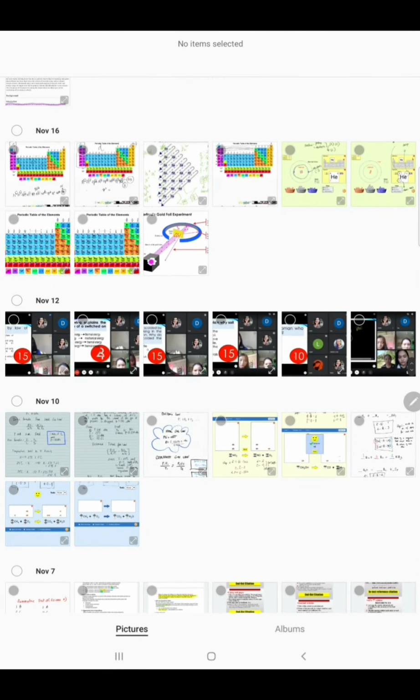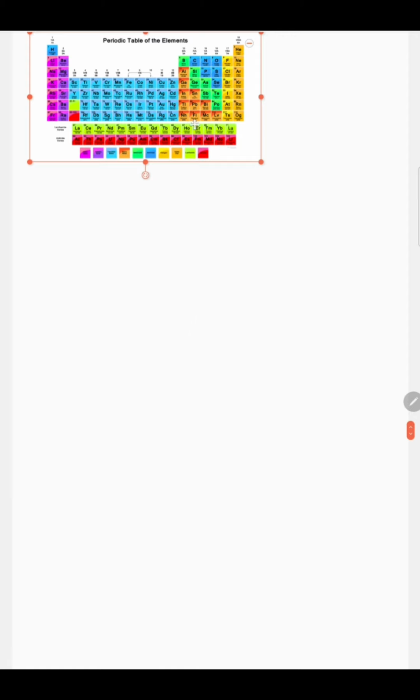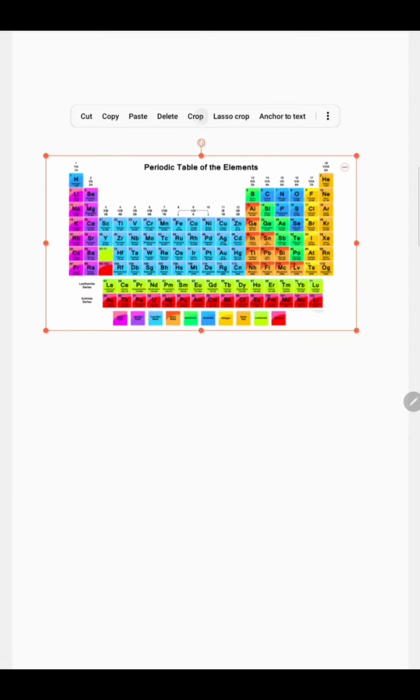Sa D orbital na tayo. Let's go to D orbital. Okay, let's add more image. Okay, let's crop this one.